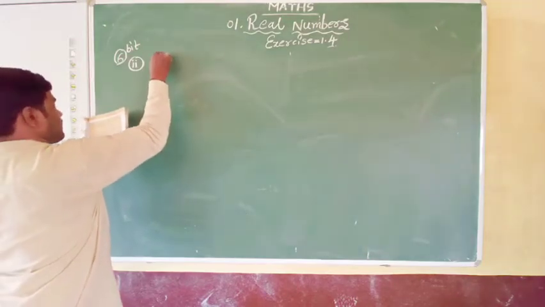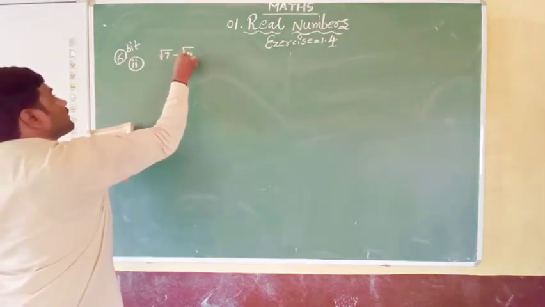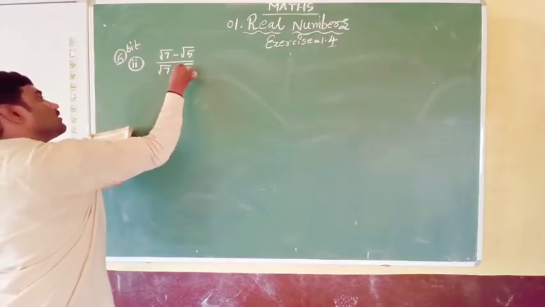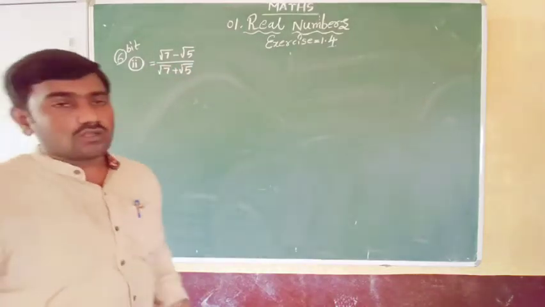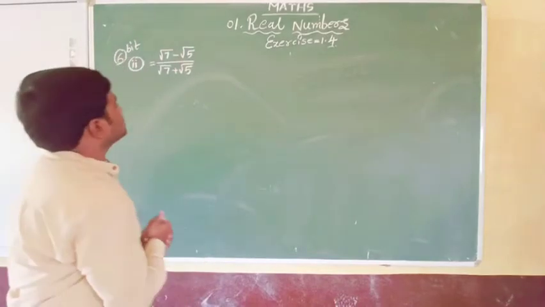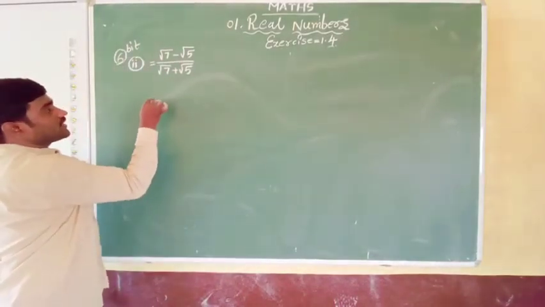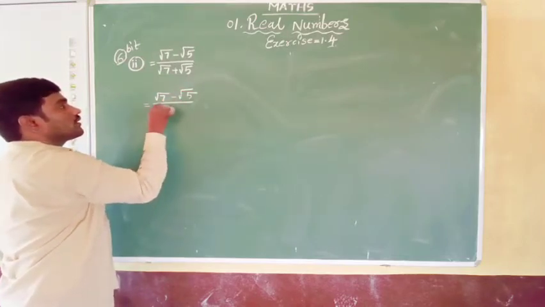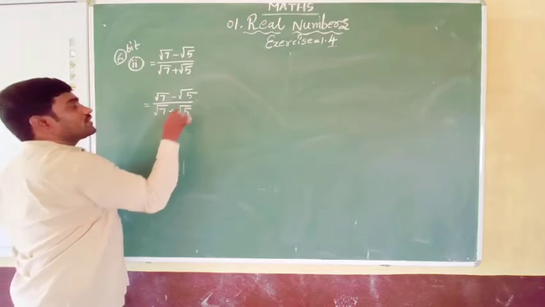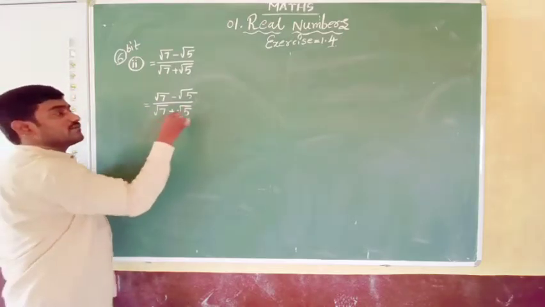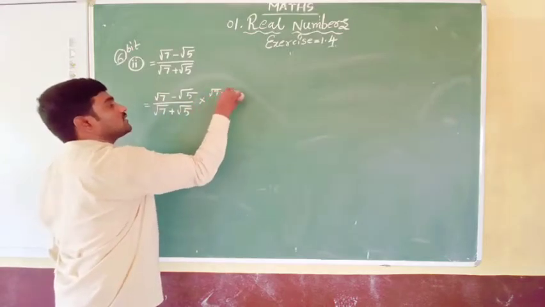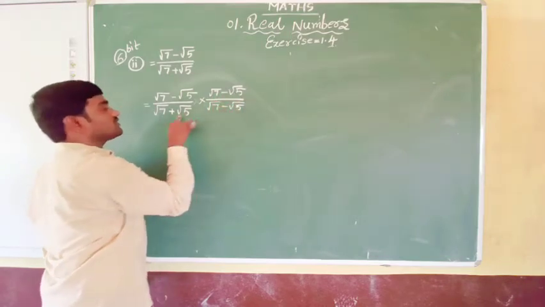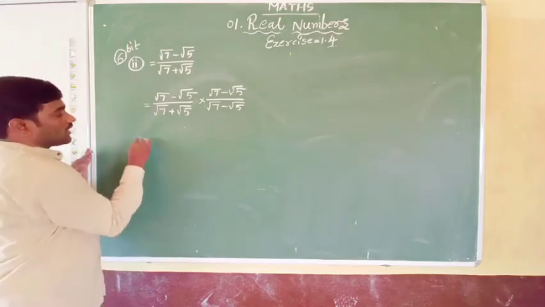6th bit, second one: root 7 minus root 5 by root 7 plus root 5. Let us rationalize the denominator again in the same method. The rationalizing factor of this denominator is root 7 minus root 5 by root 7 minus root 5. Okay, let us do it now.